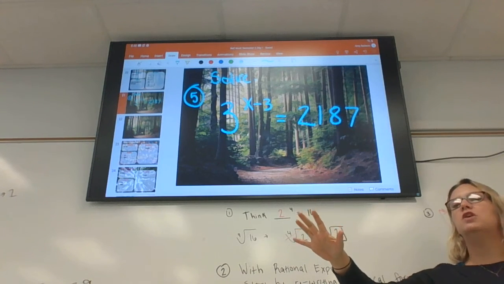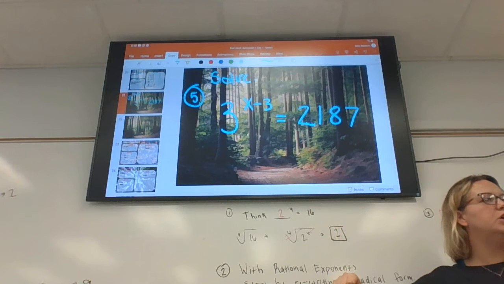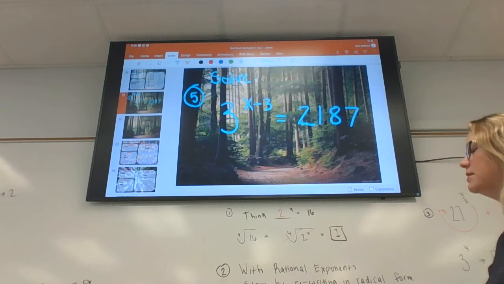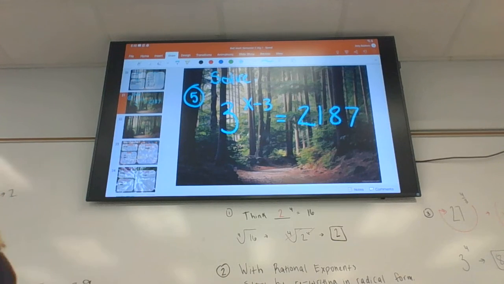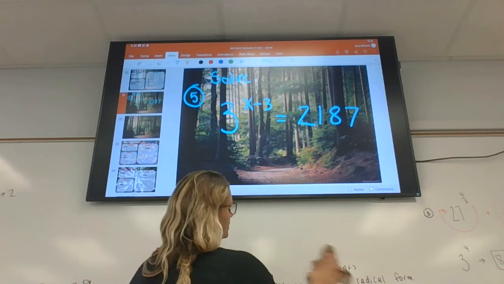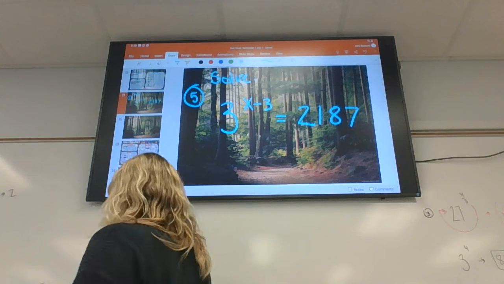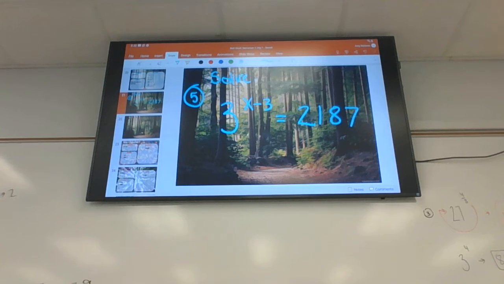Don't give the answer to the whole class. Maybe share it with your group. What'd you get? Give everybody a chance to rewrite this number in a new way. Oh, I got 10. I got x equals 10.